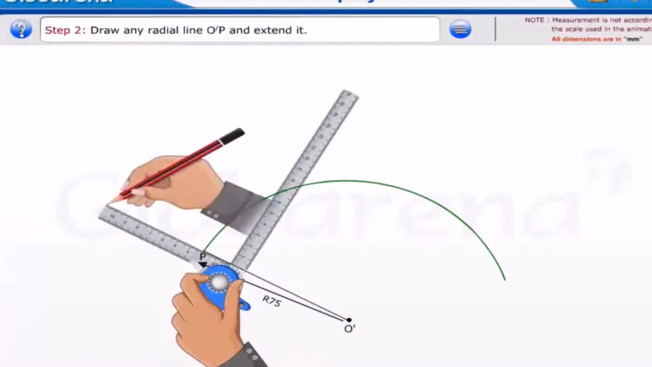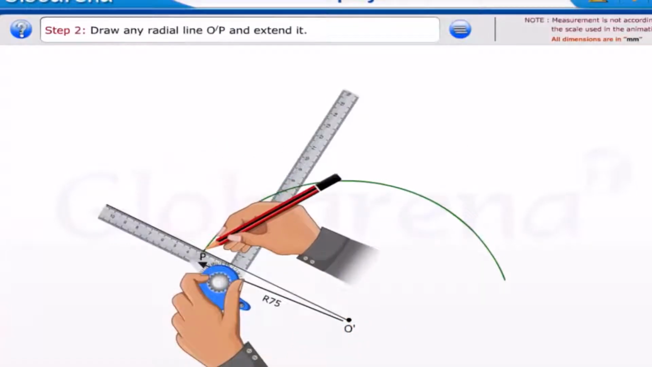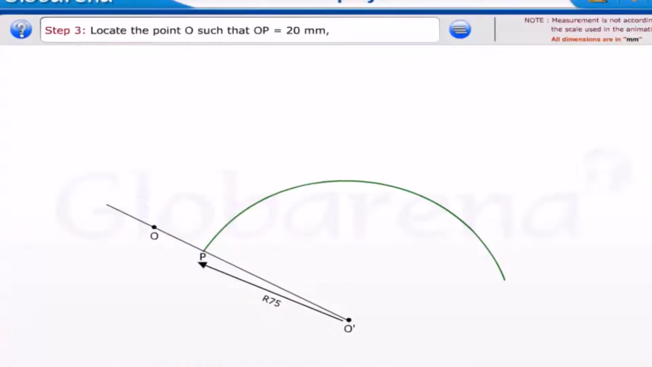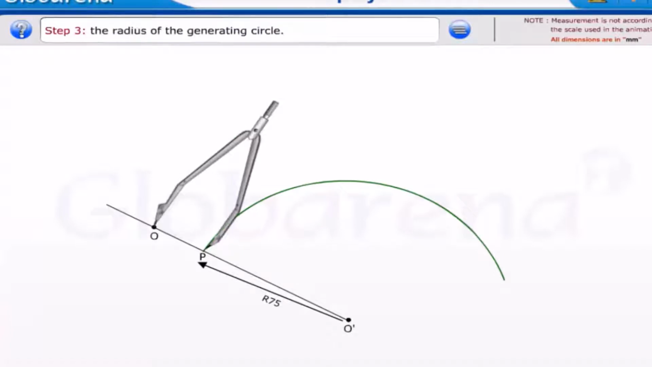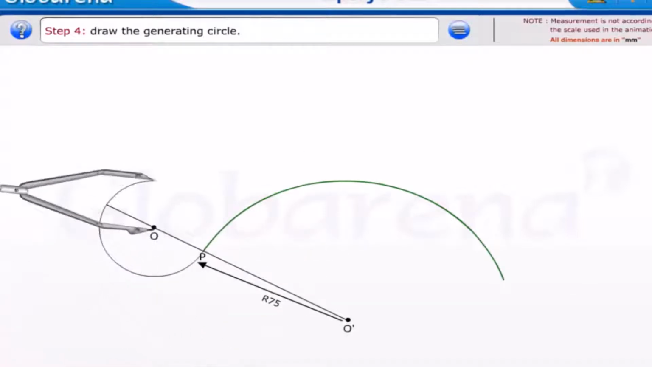Draw a part of the directing circle with O' as center and radius 75 mm. Draw any radial line O'P and extend it. Locate the point O such that OP equals 20 mm, the radius of the generating circle. With O as center and radius 20 mm, draw the generating circle.